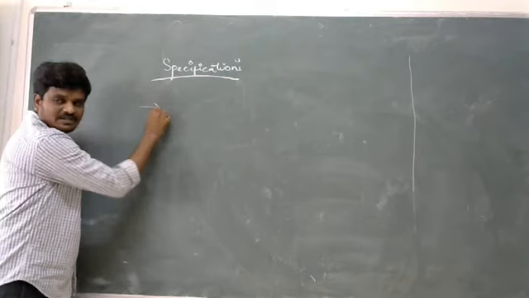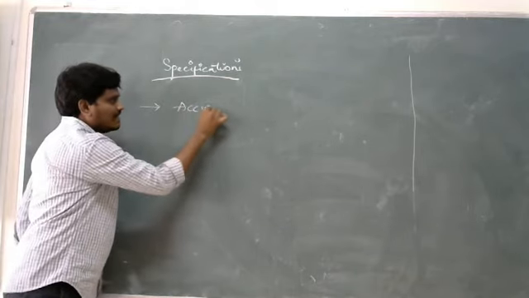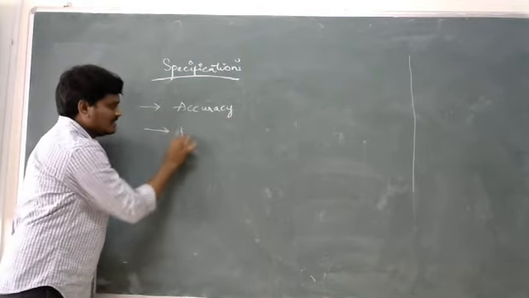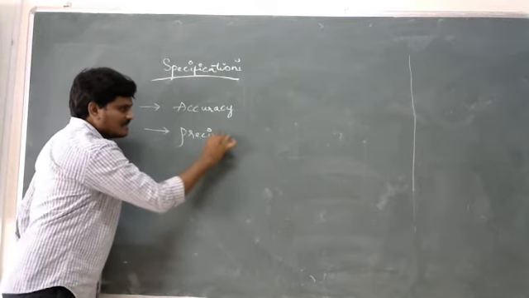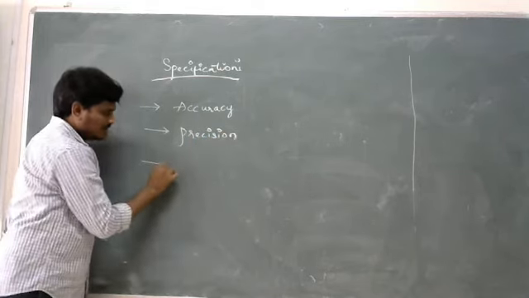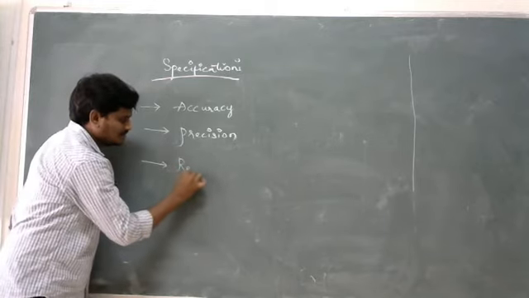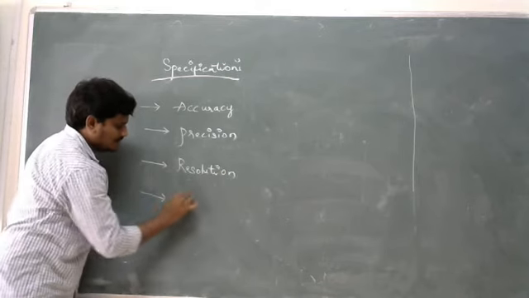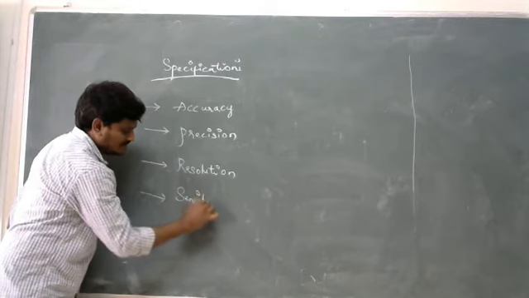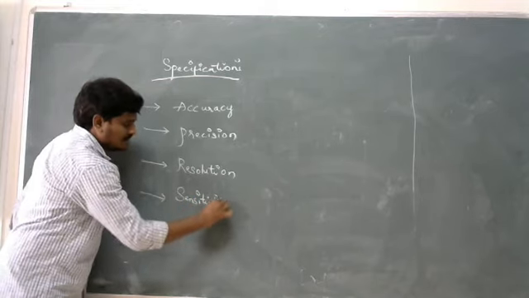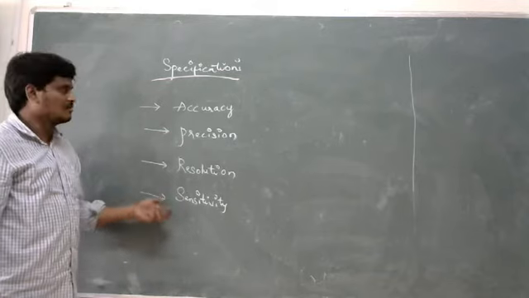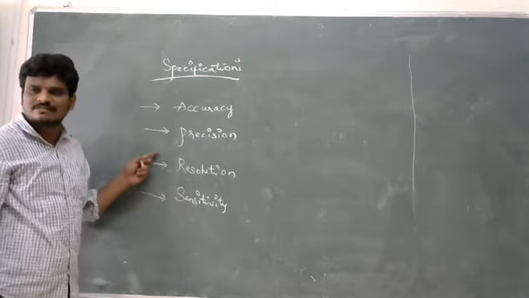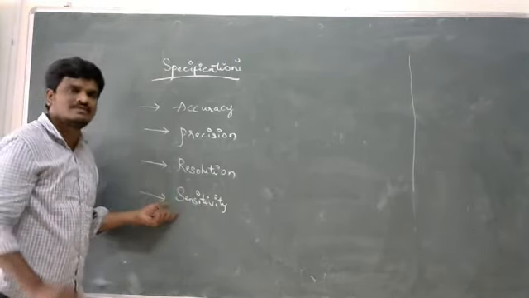Coming to the first specification, the first specification is accuracy and the second specification is precision. Coming to the third specification, resolution. And coming to the fourth one, sensitivity. These are the four main categories of specifications of an instrument. First one is accuracy, second one is precision, third one is resolution, and the fourth one is sensitivity.